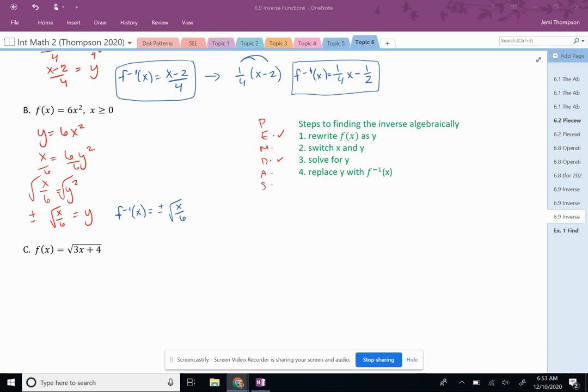So that means when I write my final answer for this problem, I get f of x is equal to the square root of x divided by 6, only the positive one. Okay?